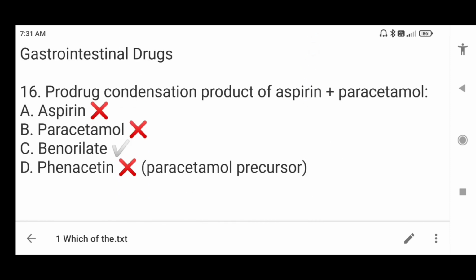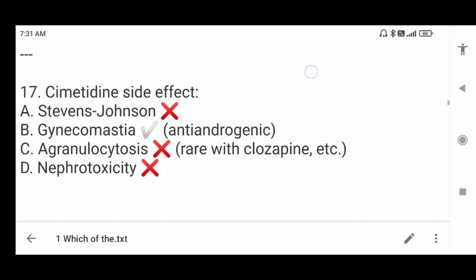The prodrug, a condensation product of aspirin plus paracetamol, is benorylate. Phenacetin is a paracetamol precursor. The condensation product of aspirin plus paracetamol is benorylate.